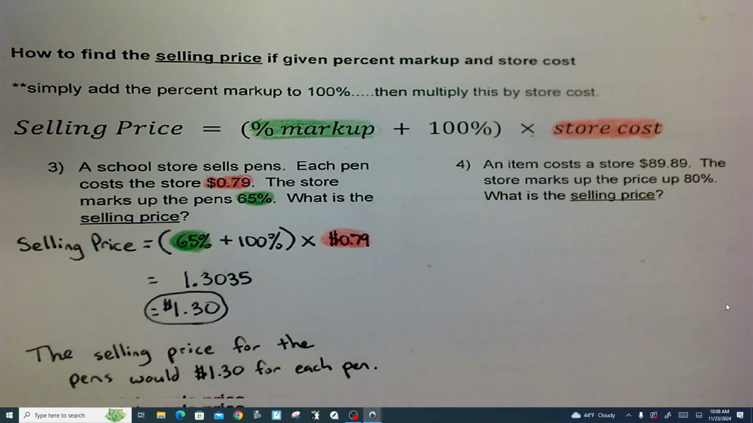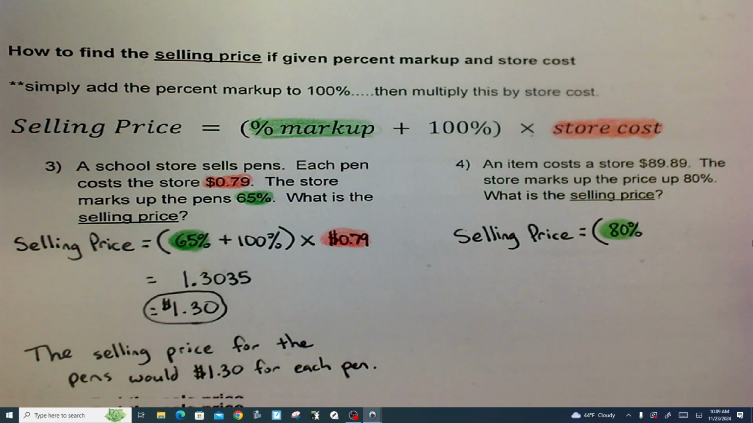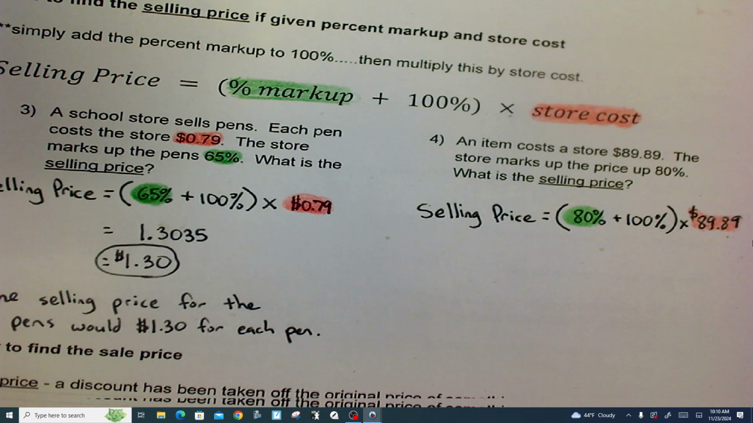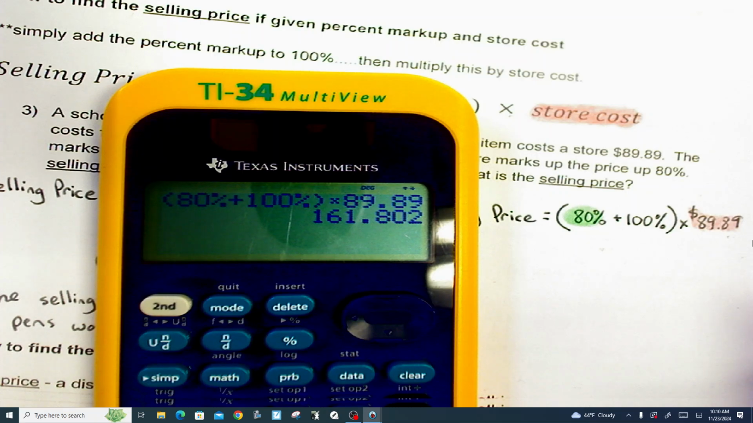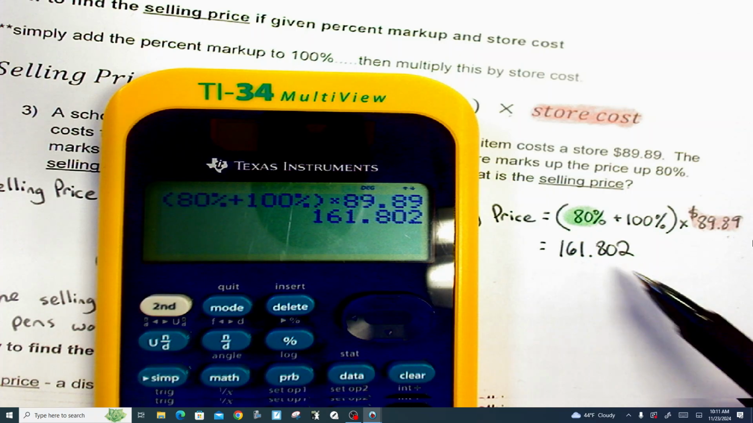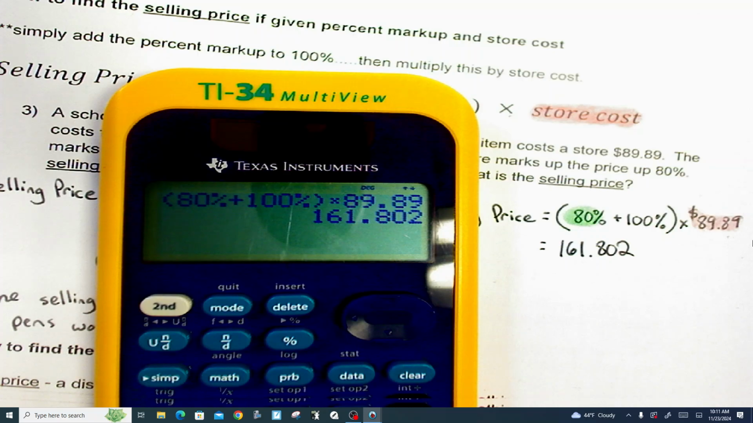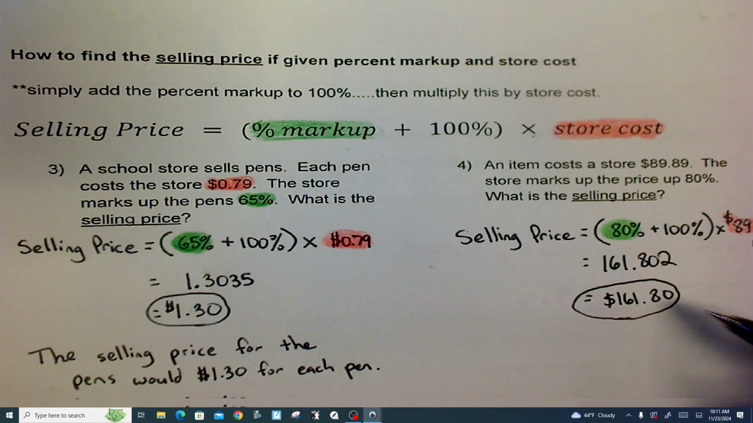So pause the video and see if you can come up with the selling price of something that the store paid $89.89 for, but they're going to use an 80% markup. Plug it into the formula, see what you get. So let's go and round this to the nearest cent. And now we can just do the restate.